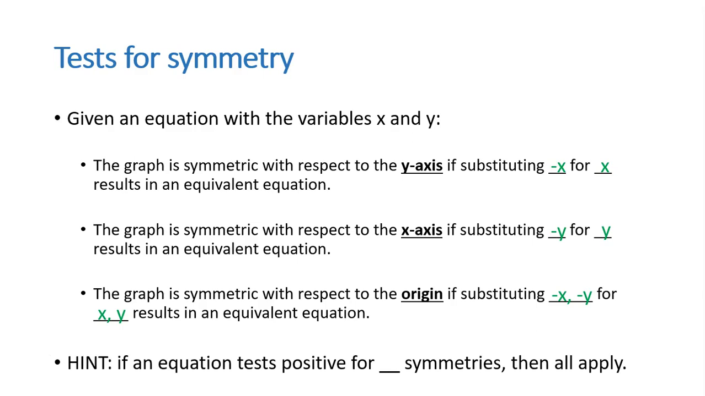So one hint to keep in mind is that if an equation tests positive for two symmetries, then all apply. So it's not possible to have two types of symmetries and then the other not apply. We either have one type of symmetry that works, no type of symmetries that work, or all three symmetries will have to apply.